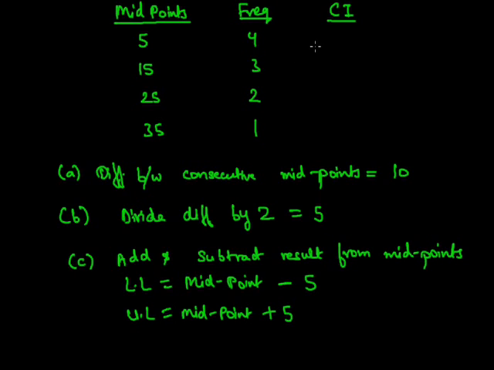Here the midpoint is 5 and the result is also 5. So the lower limit is 5 minus 5, that is 0, and the upper limit is 5 plus 5, that is 10. So this is the class interval for the midpoint 5. Again, we find the class interval for the midpoint 15: 15 minus 5 is 10, and 15 plus 5 is 20. So this is the class interval for the midpoint 15.